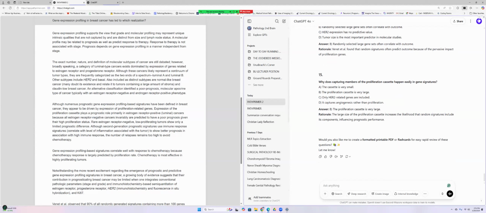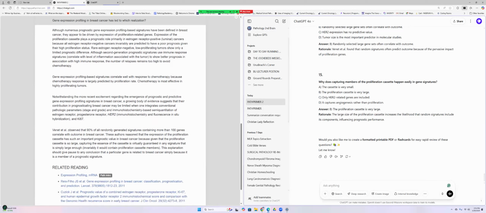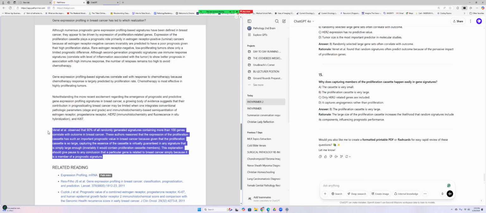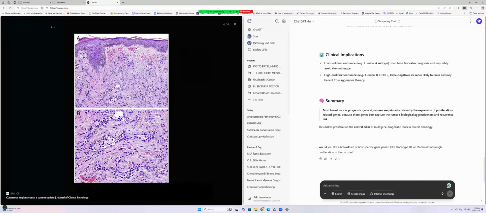Why does capturing members of proliferation cassettes happen easily in gene signatures? Capturing members of the proliferation cassette elements alongside the cassette increases the likelihood that a random selection includes them in its component, improving performance. Okay. Is it clear? I don't think this is clear to me. I don't think it matters. Look at it. You see, Venet et al. observed that 90% of all randomly generated signatures containing more than 100 genes correlate. Let me see if you can explore it very fast and we'll be done.